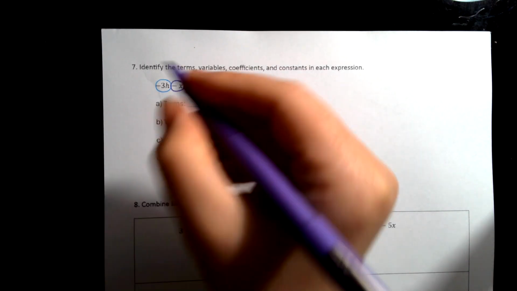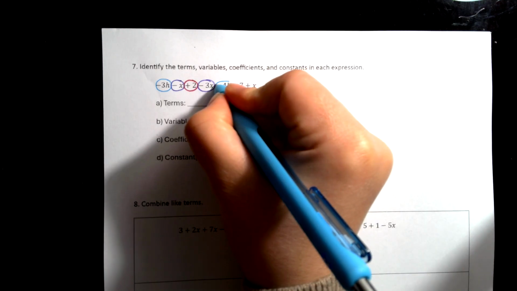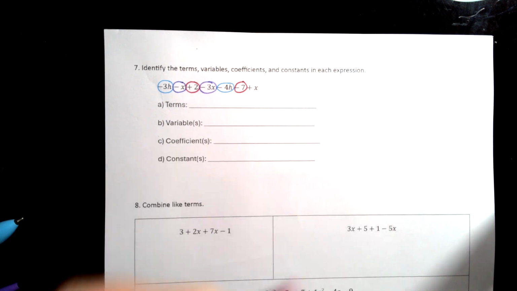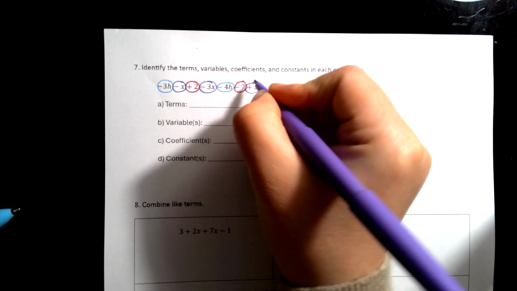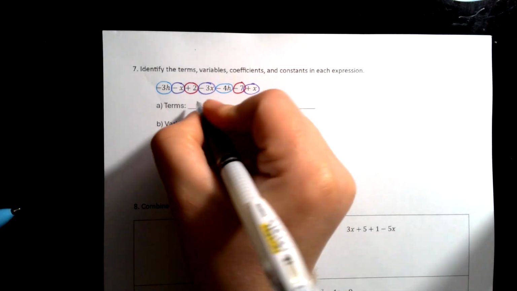So my x's are going to be purple. My h's are going to be blue. My constants, my terms without any letter, are going to be this fuchsia and reddish color, and my x's were purple. So notice how every single thing got its own bubble, got its own circle. Those are your terms. So when you write out your terms, you're going to copy everything down.